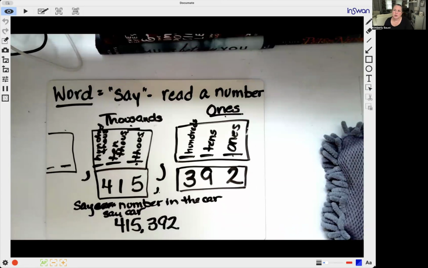And that's why you learn the word form when you're studying place value. Okay. Does that sound good? All right. Until next time.